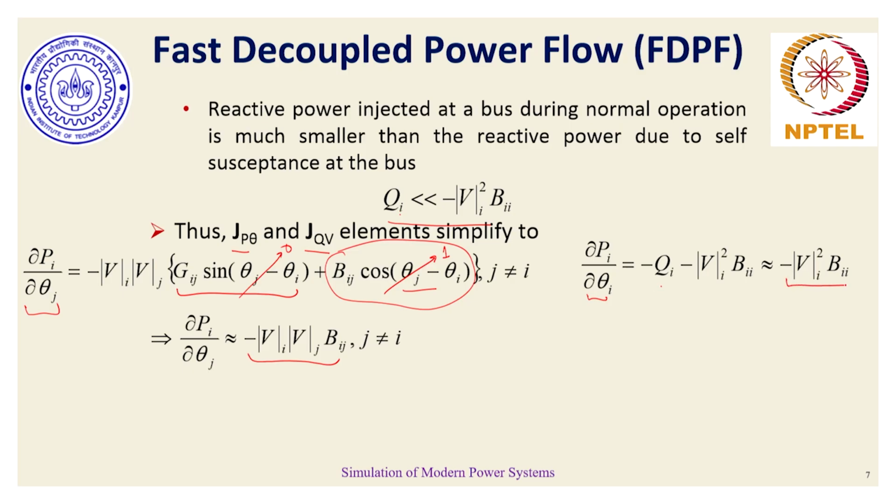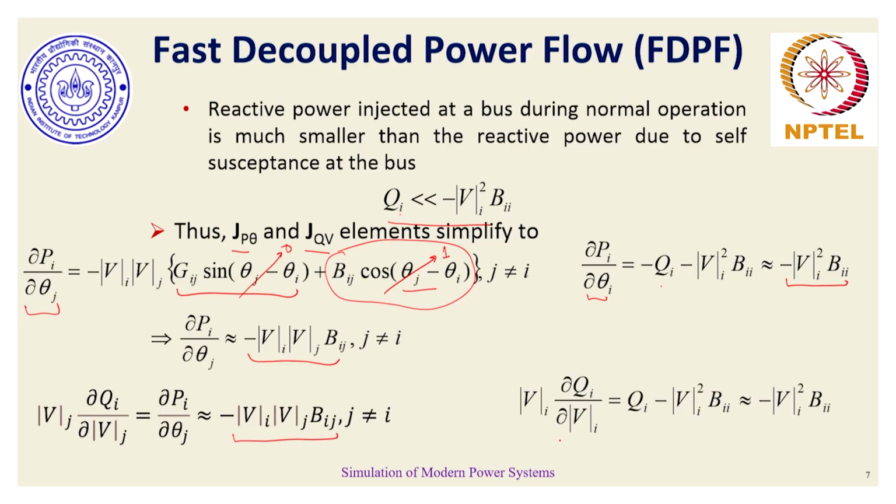So, it can be simply approximated as minus Vi square Bii. Likewise, for the off diagonal term of the Jqv matrix, we can have this approximation, and likewise for the diagonal term of the Jqv matrix, which is of a similar form as shown over here. So, what we see here is that Jp theta and Jqv are now independent of the voltage phase angles, because the phase angle differences are very, very small, but they are still dependent on both voltage magnitudes.